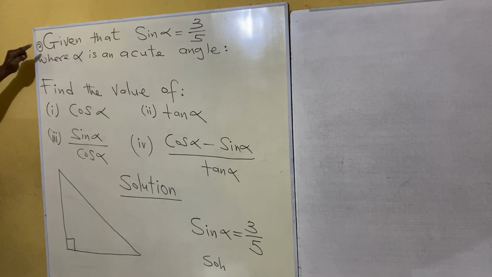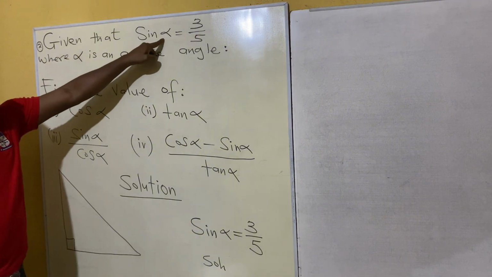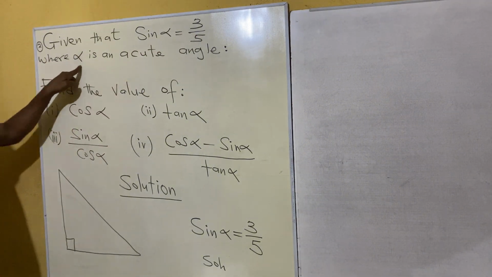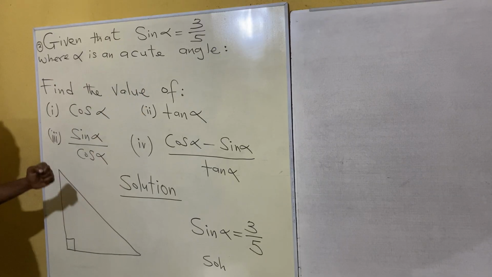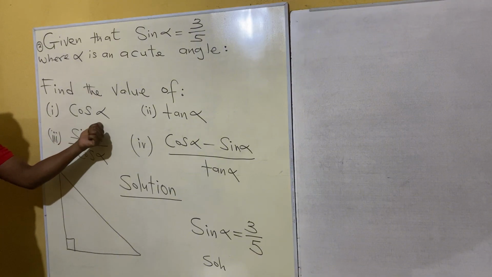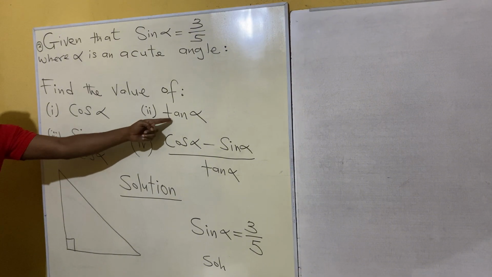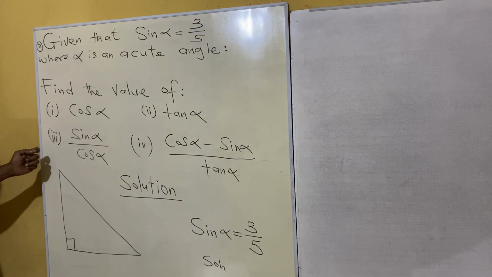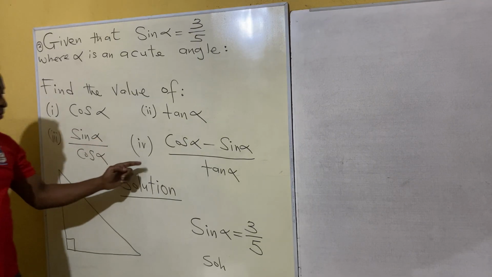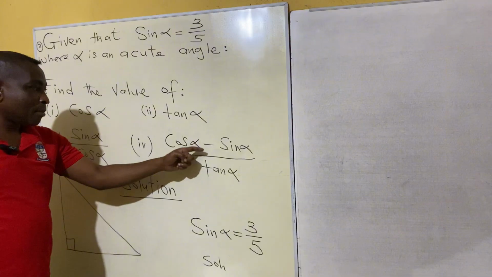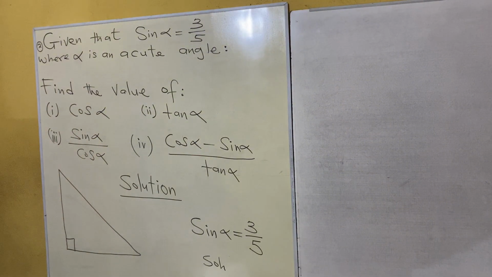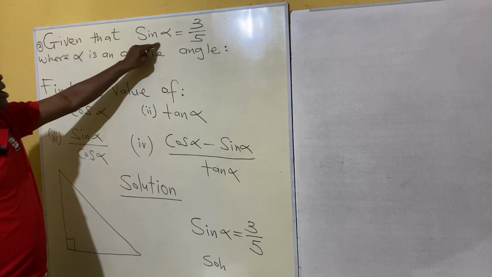The Pythagoras theorem and the 3 basic trig ratios are sometimes used at the same time to solve problems. Example number 2, given that sine alpha is equal to 3/5, where alpha is an acute angle, find the value of (I) cos alpha, (II) tan alpha, (III) sine alpha over cos alpha, (IV) cos alpha minus sine alpha all over tan alpha.